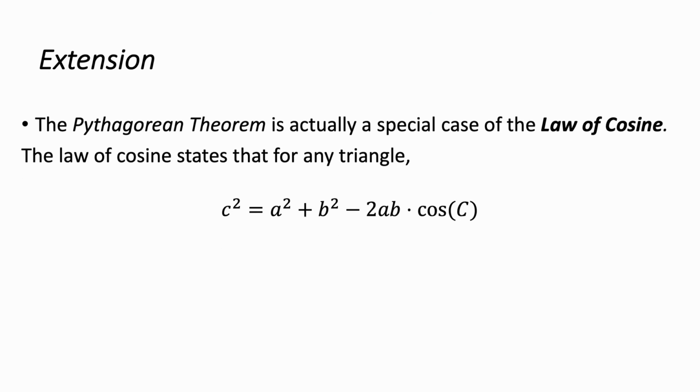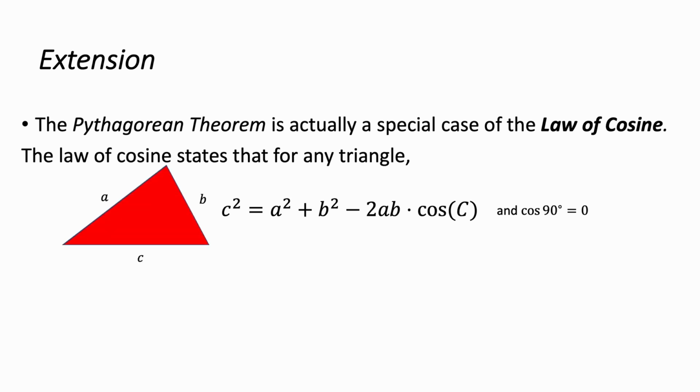We have the extension of the Pythagorean theorem. The Pythagorean theorem is actually a special case of the law of cosines, which states that for any triangle, not just right triangles, it can be acute, it can be obtuse, c squared is equal to a squared plus b squared minus 2ab cosine c. And cosine 90 degrees is equal to 0, so the last term disappears in the Pythagorean theorem. That just becomes c squared is equal to a squared plus b squared.